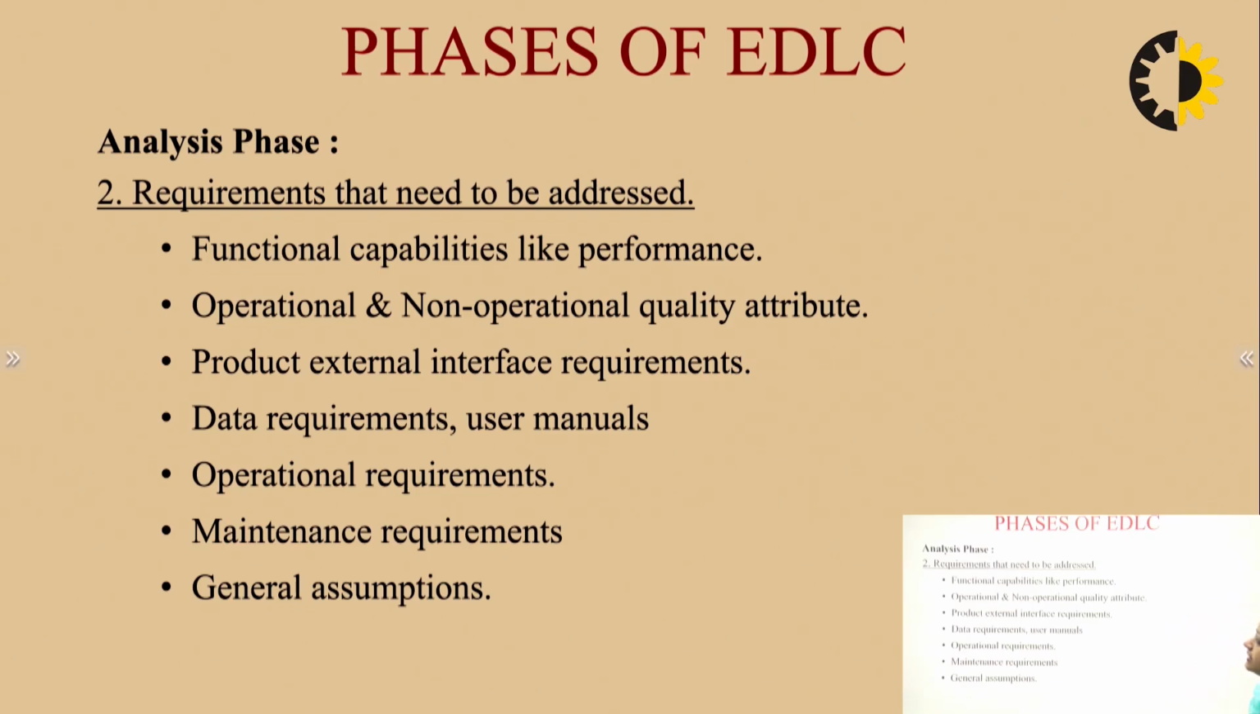Then requirements that are needed to be addressed include functional capabilities like performance. What is the performance? How the performance of your product will be judged, how it will be measured. Operational and non-operational quality attributes. What are the quality attributes of the product under development? Product external interface requirements. Okay, now what are external interface requirements? The product needs to be connected, the product needs to be interfaced with other external devices. So what are the external interfaces of the product? Data requirements and user manuals.